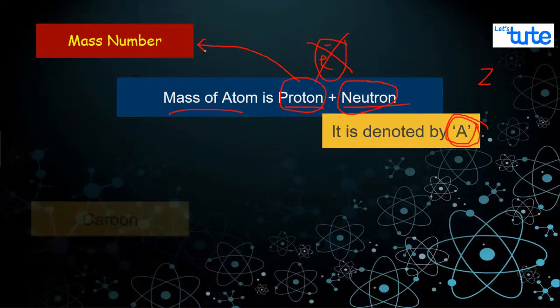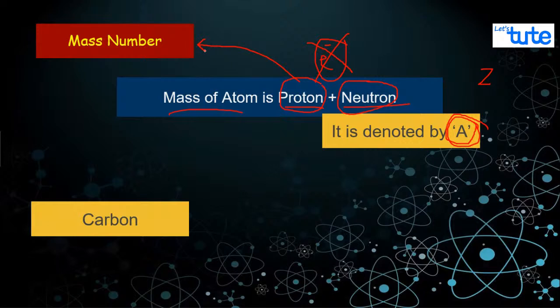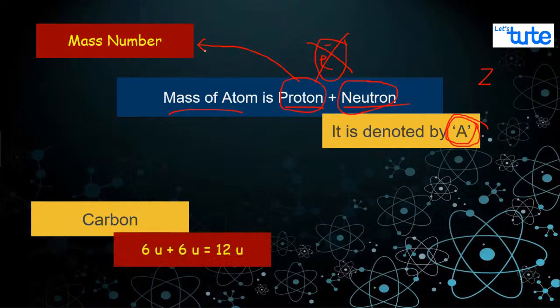For the first condition, let us take carbon. For carbon, we know that the number of protons is 6. The mass of protons is 6 U, and the mass of neutrons is also 6 U. We add both values together, that is mass of proton plus mass of neutron, which gives us the atomic mass, and we know that carbon's atomic mass is 12 U. So 12 U is the value for carbon.